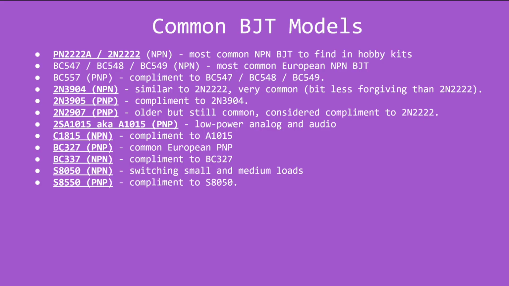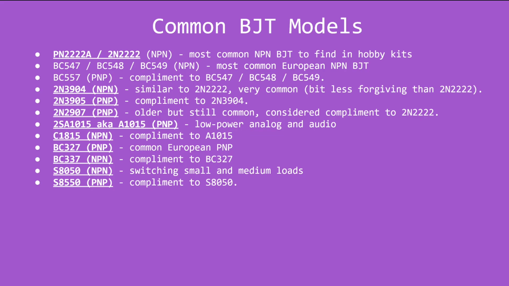I want to say the 2N2222, and its PNA variant. You're going to find these in hobby kits. If it comes with a transistor, it will probably come with one of these. And then it has a complement, which is usually the 2N2907, I'm sorry, which is PNP.